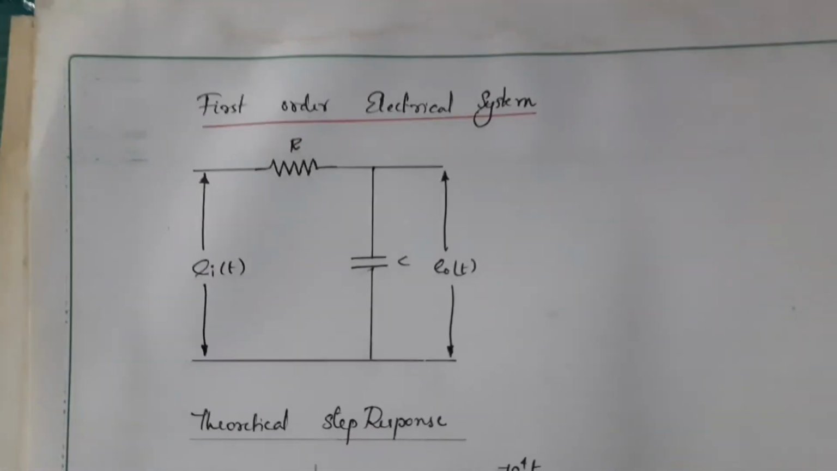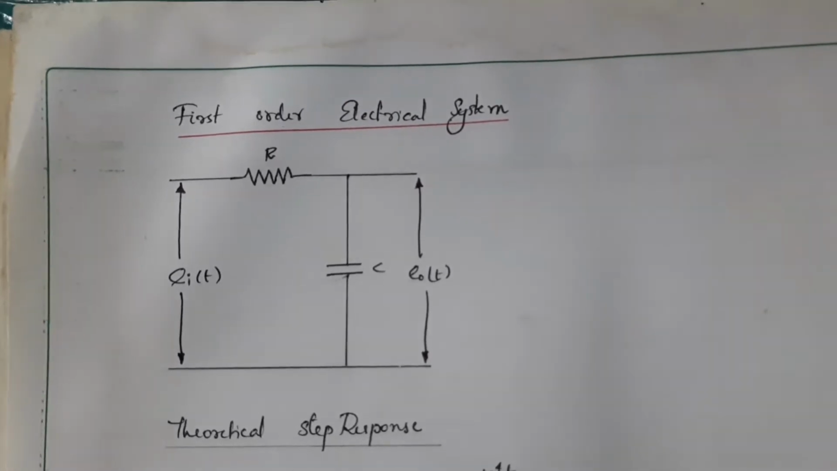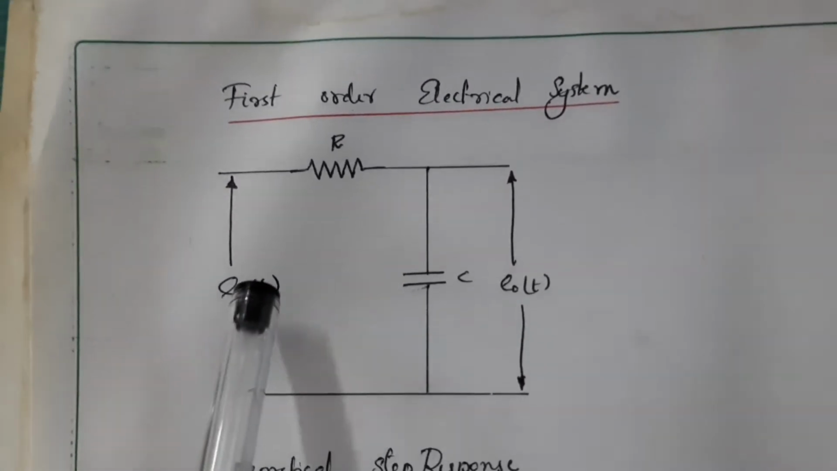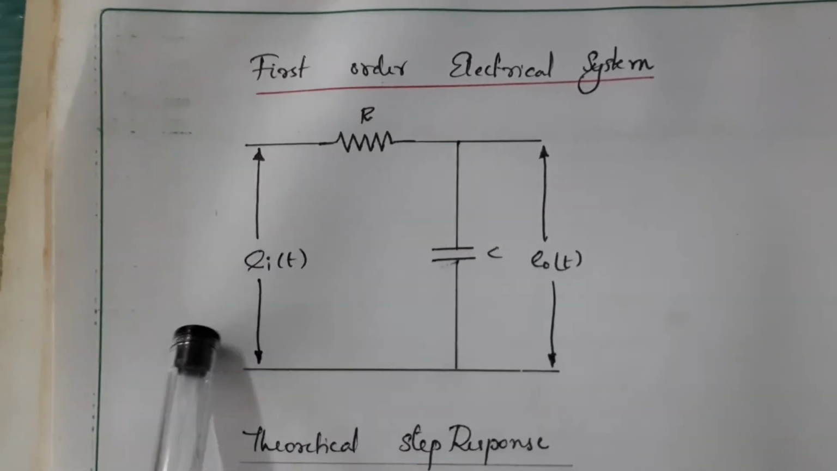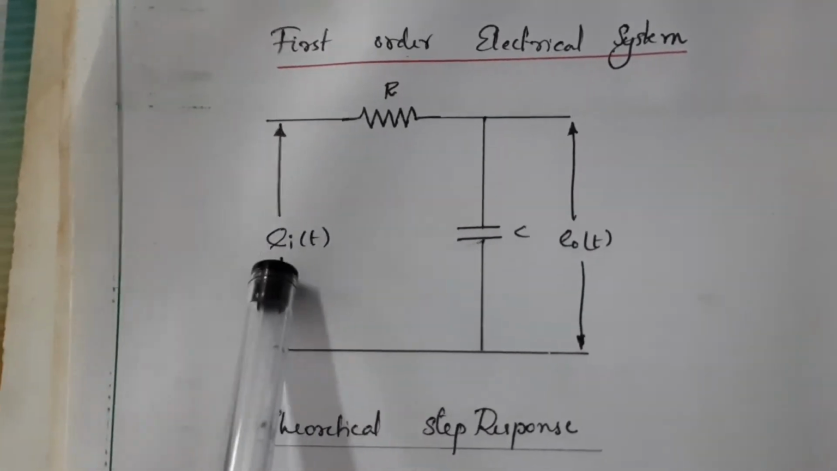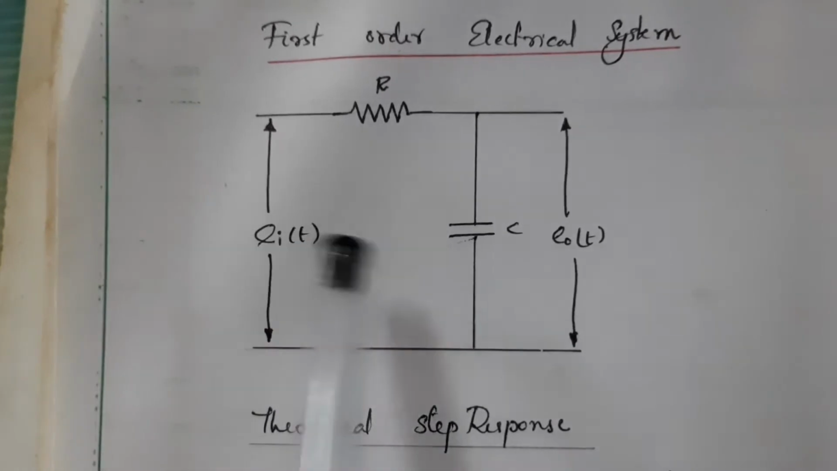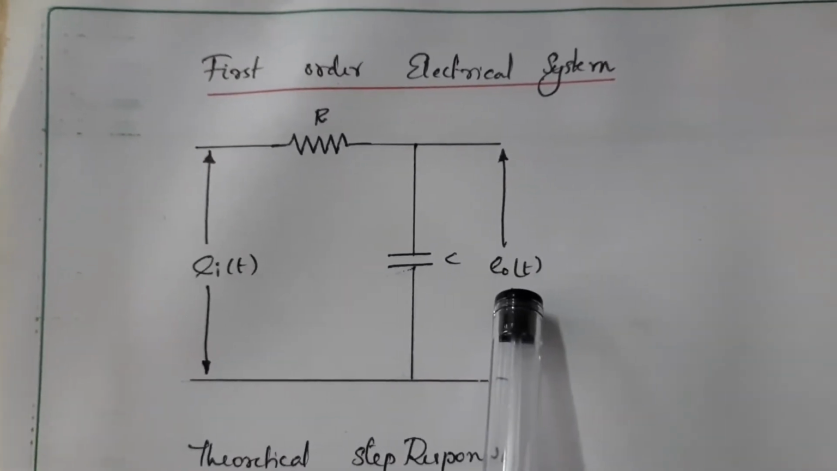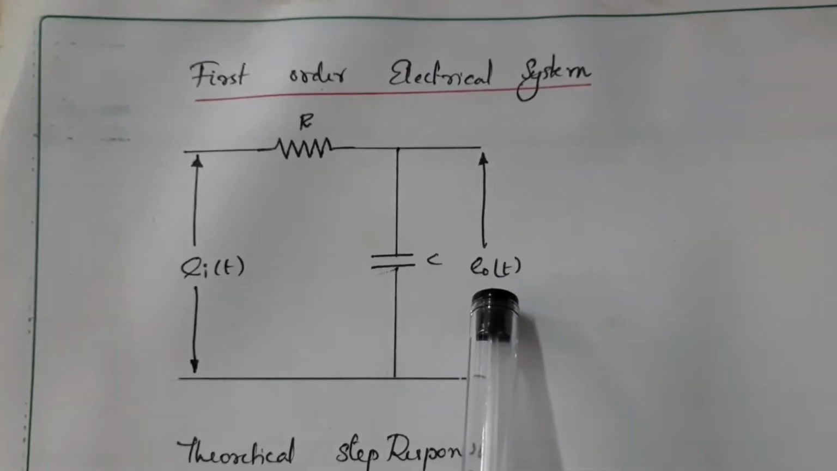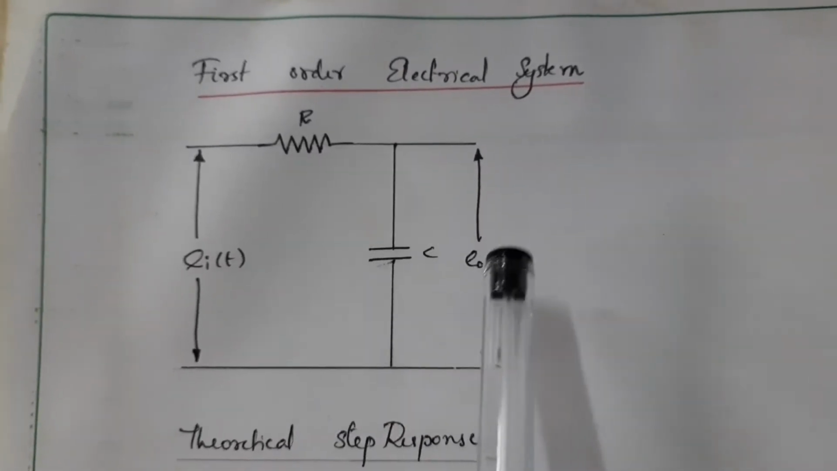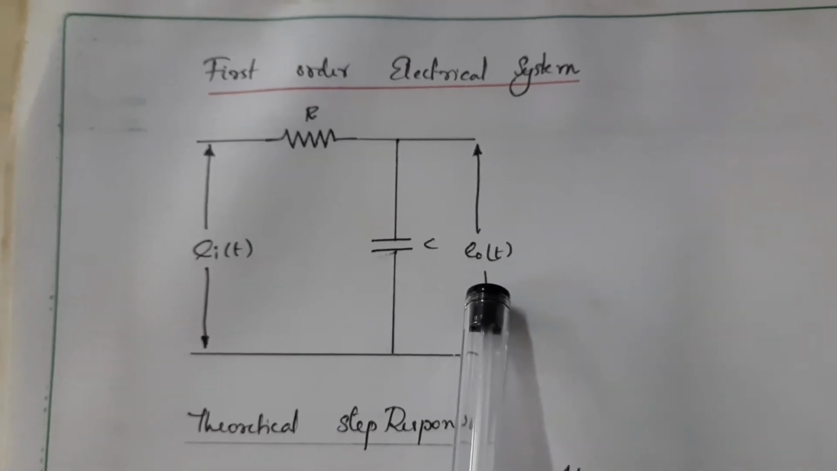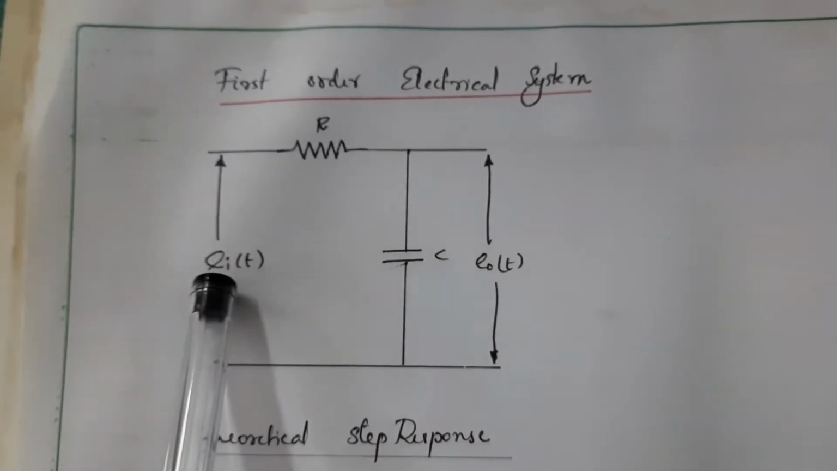Next we will do the frequency response analysis of this first order system. In order to do the frequency response analysis, here we will give a sinusoidal input signal. A sine wave is given as the input signal, and you will get an output across the capacitance, which is also a sine wave, and there the amplitude and the phase of this output signal will be different from that of the input signal.